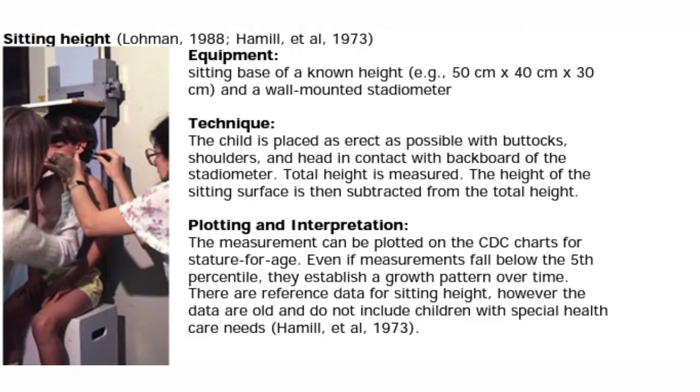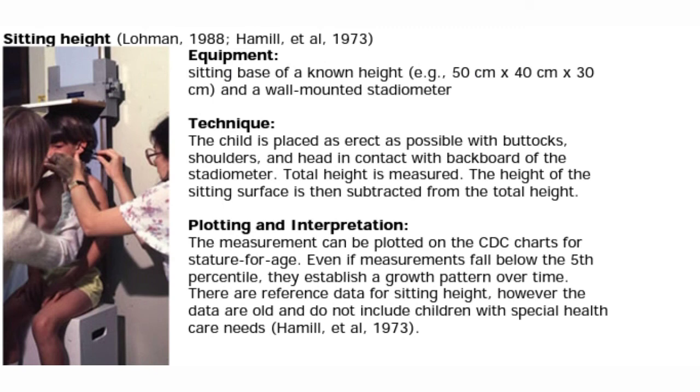Now the sitting length is another thing that is taken in this condition. You will ask the child to sit, and again in the same way a board is used on the head side, and the height is measured. The child is seated as erect as possible, with buttocks, shoulder, and head in contact with the backboard of the stadiometer. Total height is measured. The height of the sitting surface is then subtracted from the total height. This is important, because in short stature we usually take the upper to lower segment ratio. So in this way you can measure the upper segment.